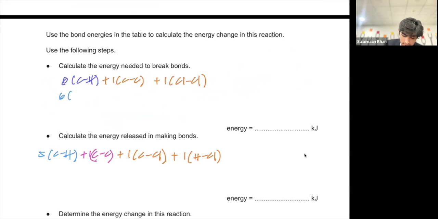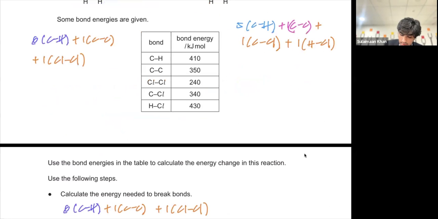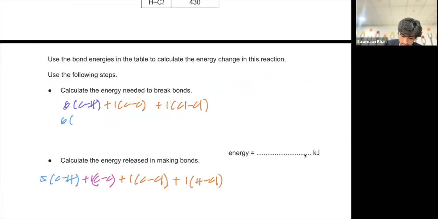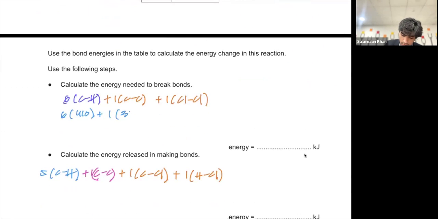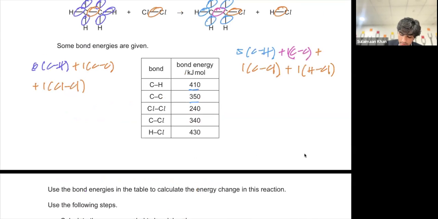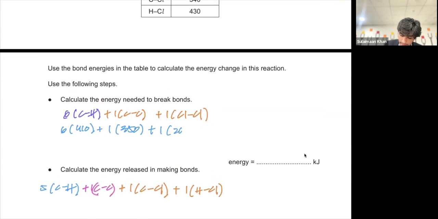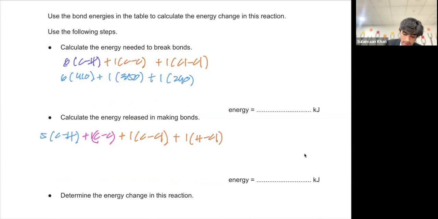So 6 times CH bond. CH bond is 410. So 6 times 410 plus 1 times CC bond, that's 350, plus 1 times CCl bond, that's 240. Can you guys tell me the answer to this, please? It's 3050. Can everybody calculate it with their calculators?